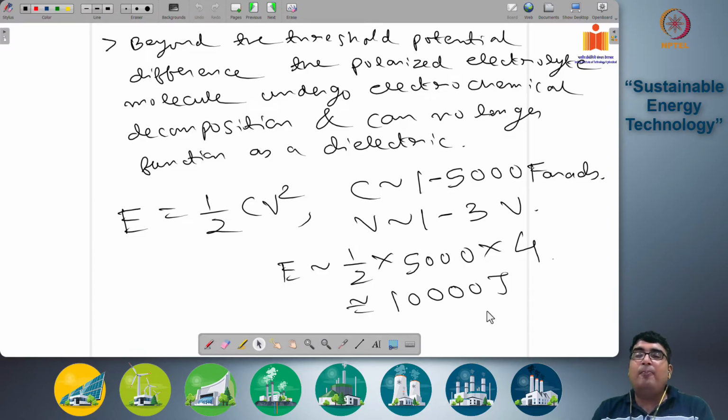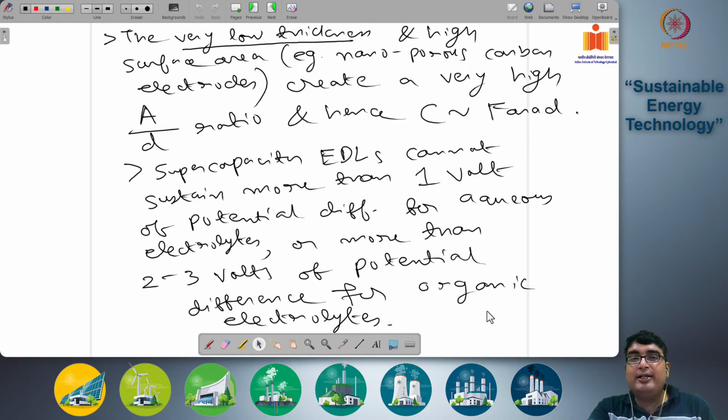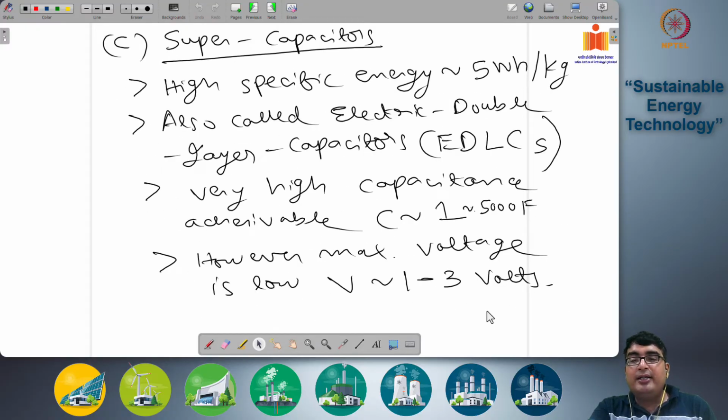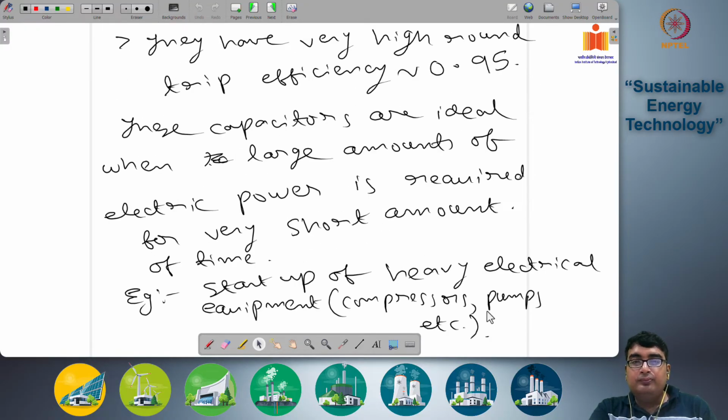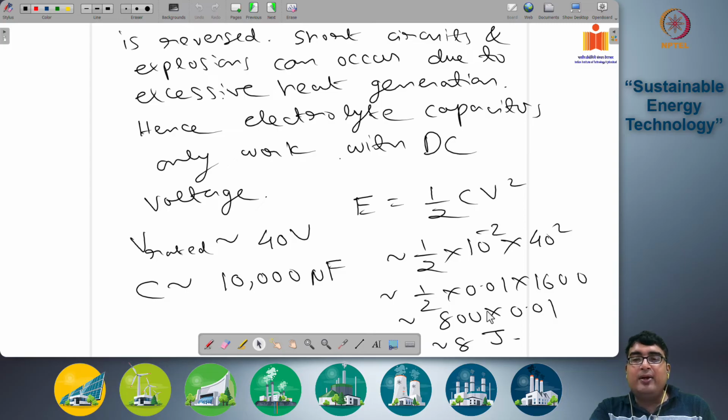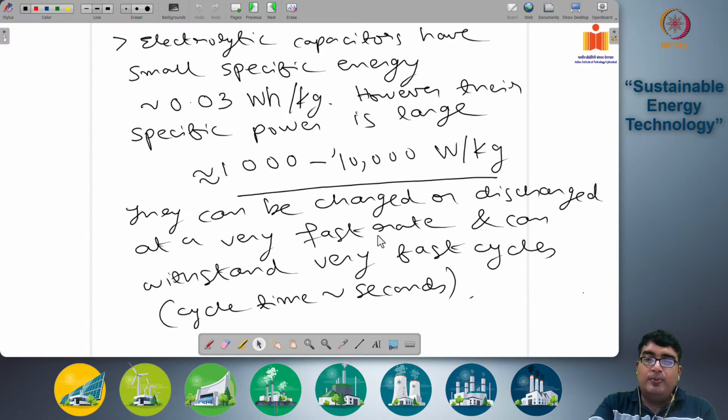Okay, this can be compared to the previous case of electrolytic capacitors, where the energy content was much lower. You are getting around 8 joules here, and for electrostatic capacitors it is half a joule. So half a joule, 8 joules, 10,000 joules. So we are getting a 1000 to 10,000 times increase in the ability of ultracapacitors to store energy compared to even electrolytic capacitors. Okay, so that should be clear.